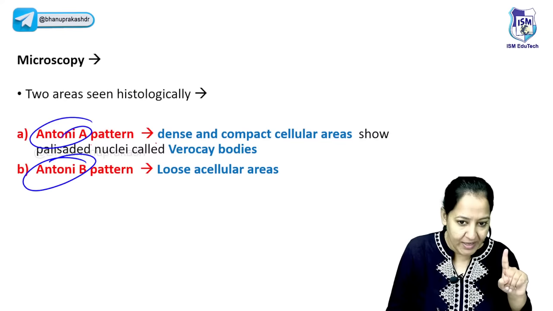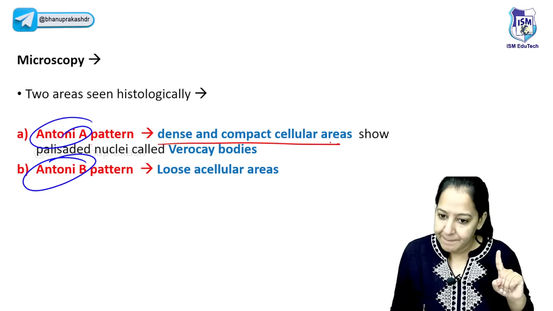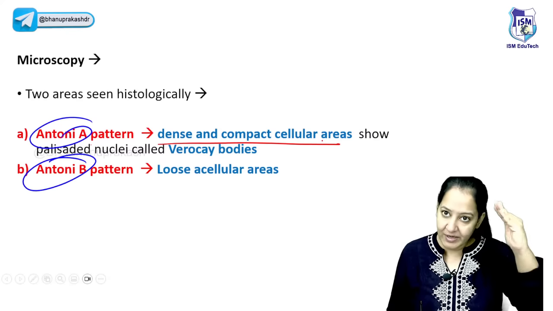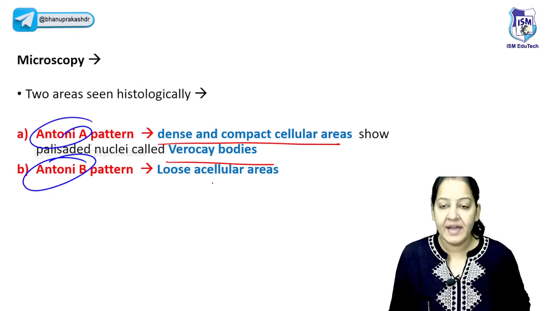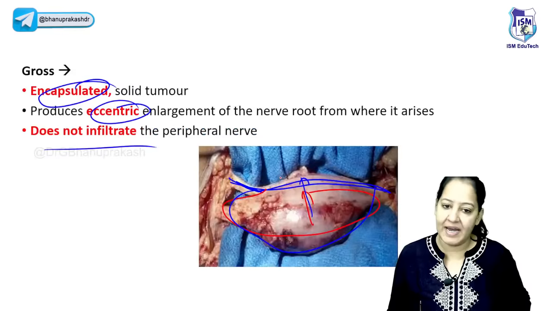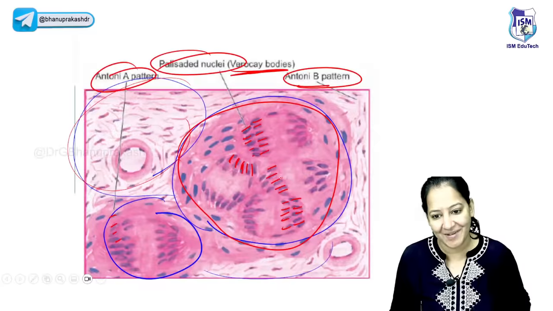So in Antoni A, the hypercellular areas are there. The nucleus is palisading, one behind the other, and it is known as Verocay body. And Antoni B area is very loose and acellular. Got my point?